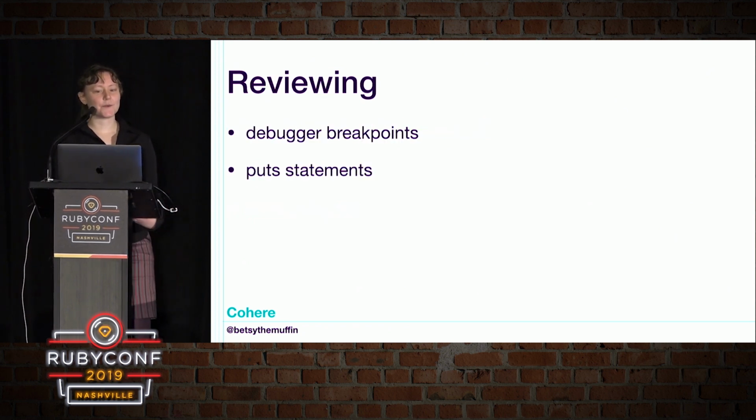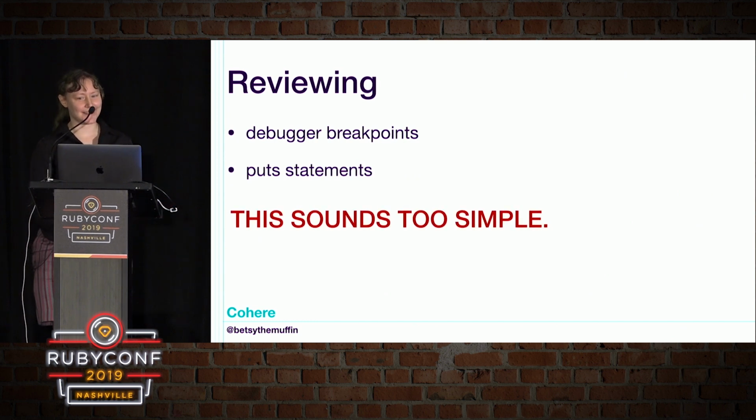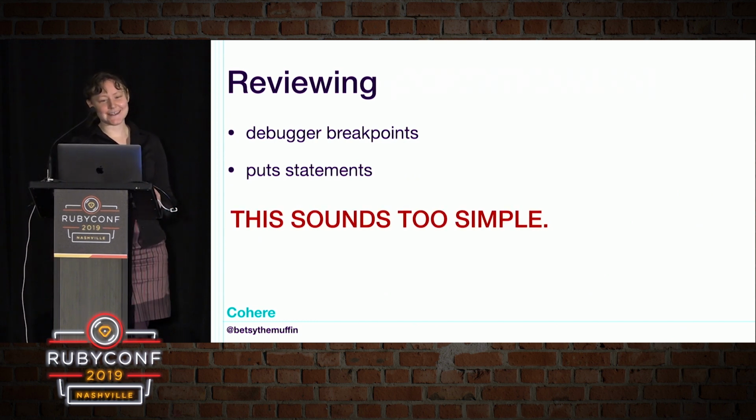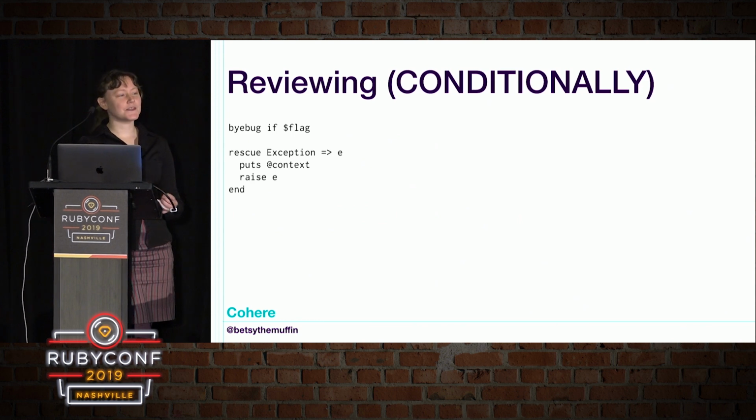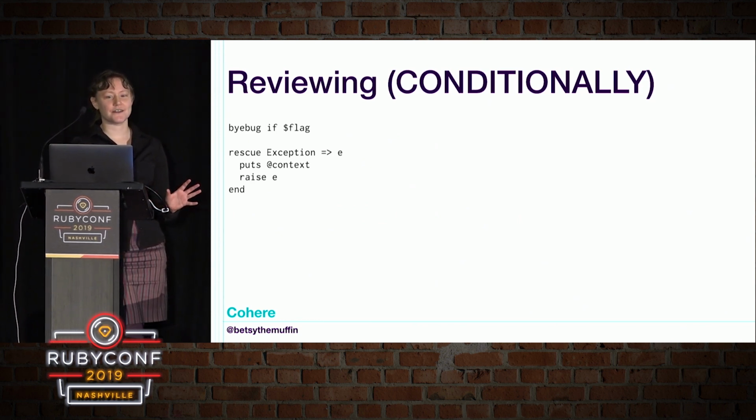Now finally, let's talk about reviewing the things we record. There are two basic ways to do this. One is inserting a debugger breakpoint, and the other is adding a puts statement. And some of you are probably groaning internally right now because you are probably already doing these things. But the dynamic nature of Ruby means that you can do them conditionally, and that's really cool and really efficient.